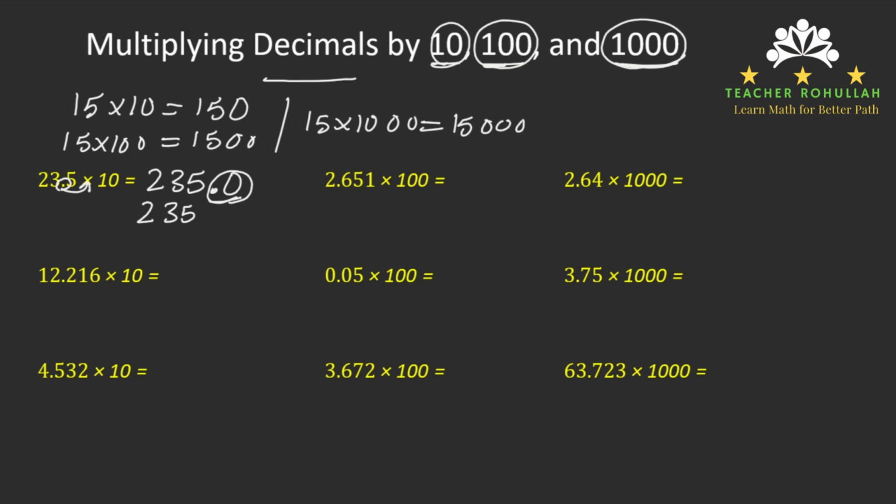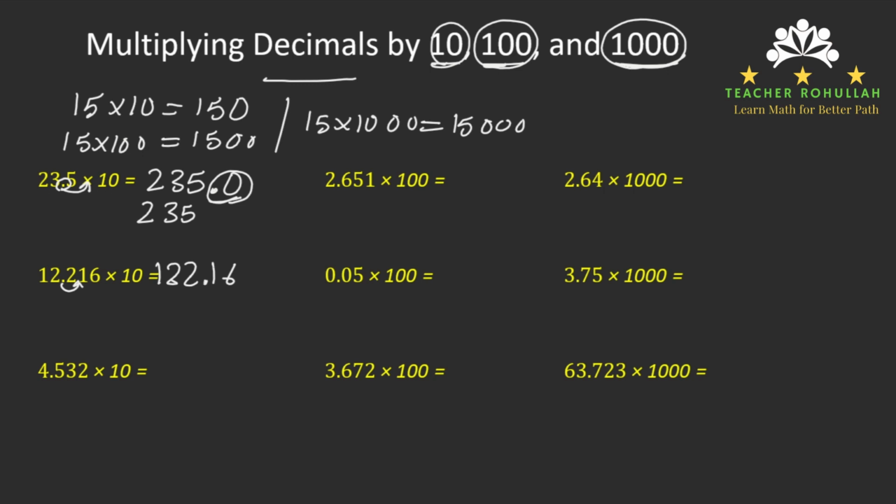The second number is 12 and 216 thousandths, or we can say 12.216 times 10. Now, when we multiply this number by 10, the decimal point moves one place to the right. So this decimal point moves between 2 and 1. The number that we get as the product is 122.16. We see that the decimal point moved one place to the right.